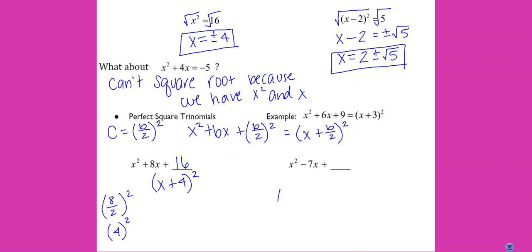Here, our b value is negative 7 over 2. That can't be simplified, and the way to square a fraction is square the numerator and square the denominator. So we would add 49 over 4. And then our factor would be x minus 7/2 squared.